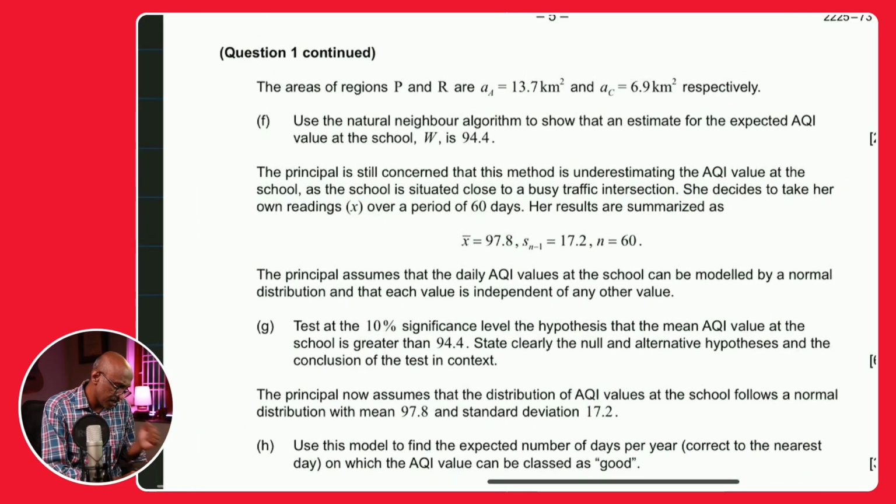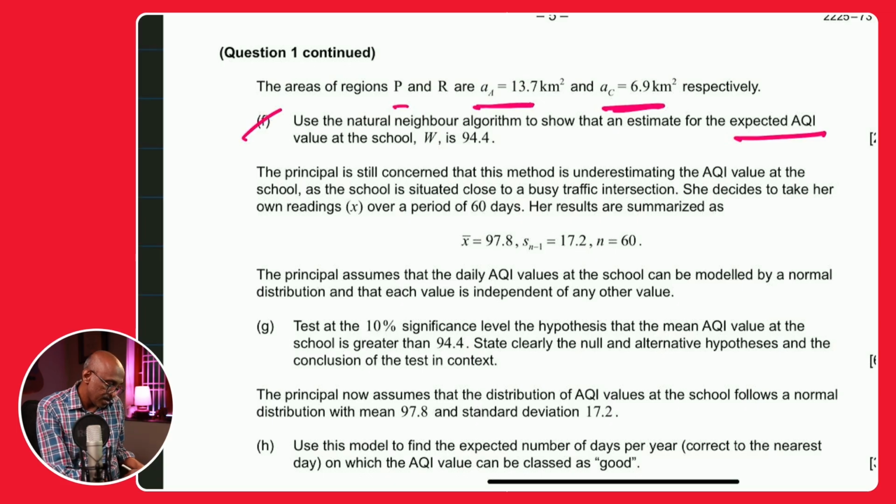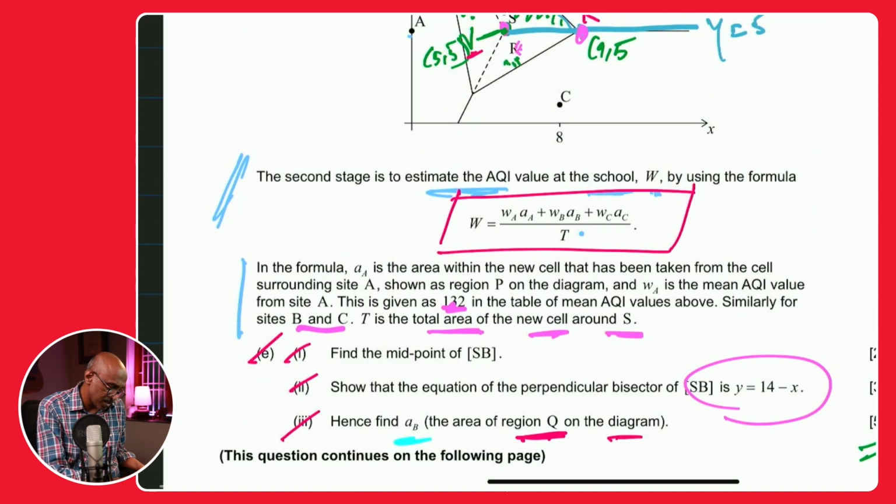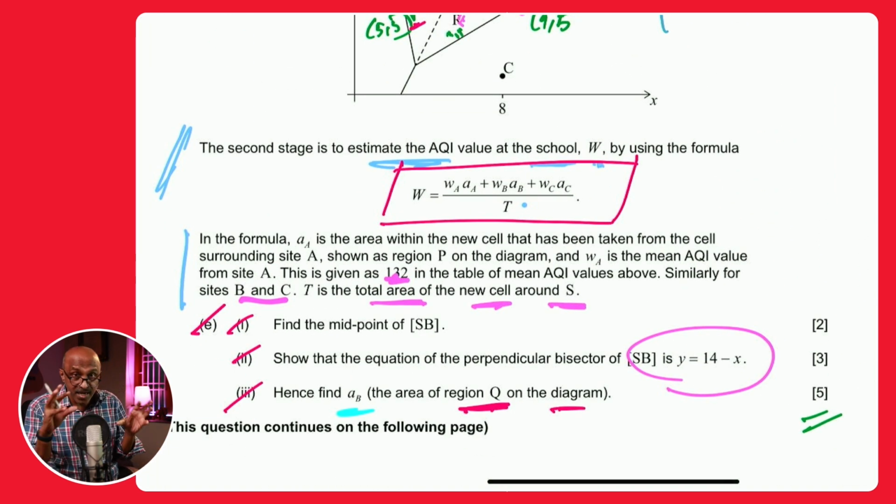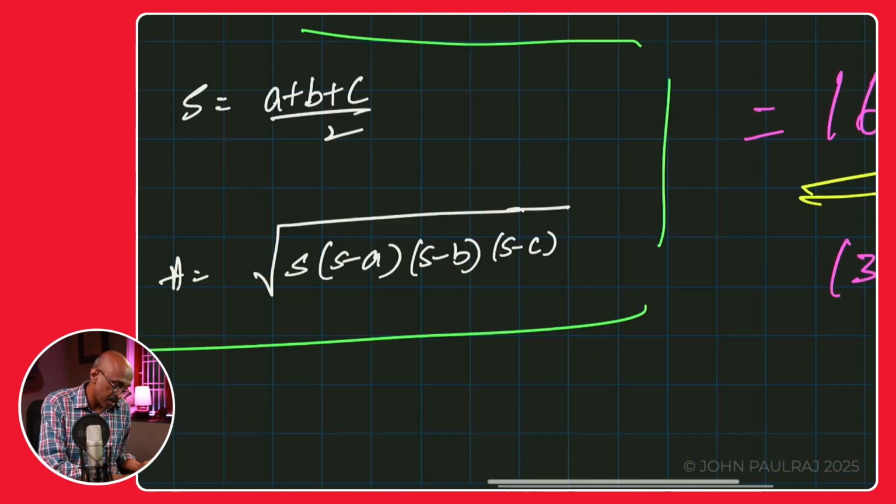E part 3 is done. The areas of the regions P and R are given. Okay, that's the area of region, area A and area C. Okay, so that's given as 13.7 and 6.9 kilometers square respectively. Use the natural neighbor algorithm to show that an estimate for the expected AQI value of the school is 94.4. The formula is given, right? The formula is given here, and we are actually just substituting. And again, make sure that you're showing all the substitution, okay, and that it is correctly substituted.